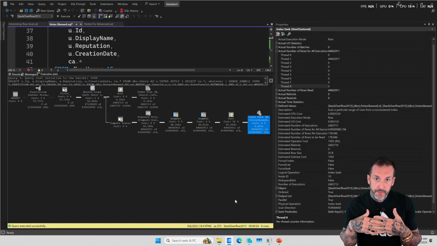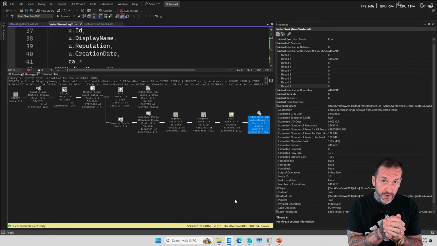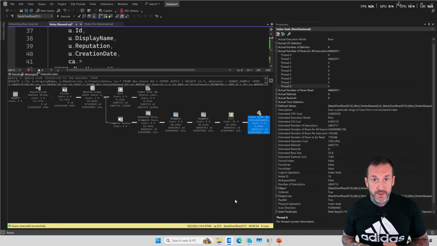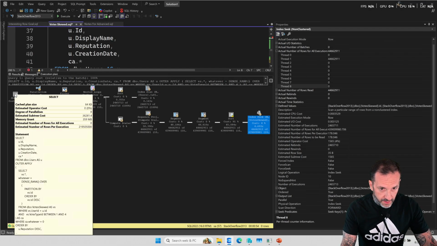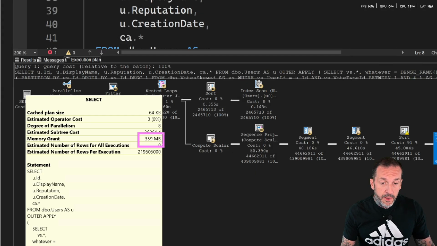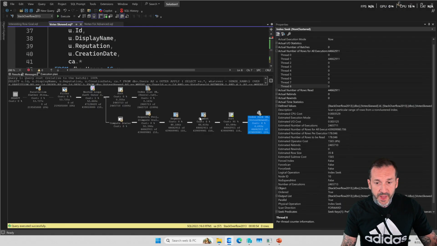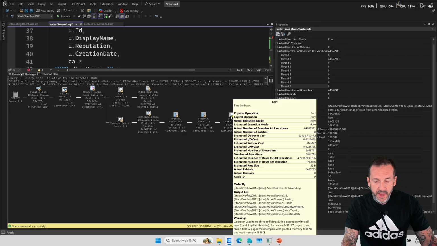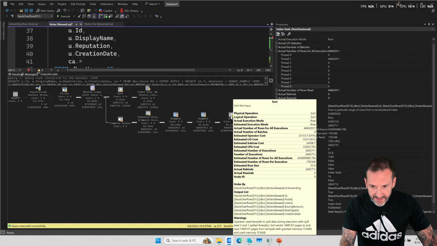Now, if you have a DOP8 query, the memory grant is not then multiplied by DOP. The memory grant is divided by DOP. So the memory grant for this query, if we hover over here, is 359 megs, which isn't big by any stretch of the imagination, but this number is divided by 8 for us because we have this query running at DOP8, which means that our sort operator asked for enough memory to sort all that data, but look what happened.